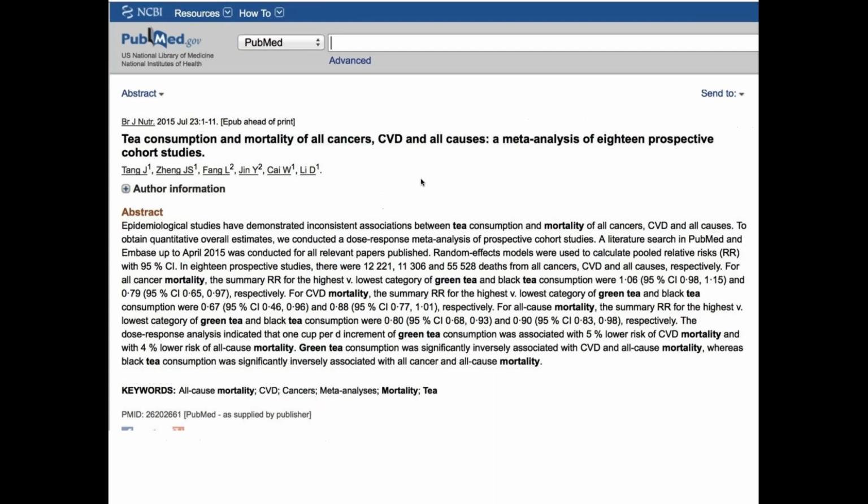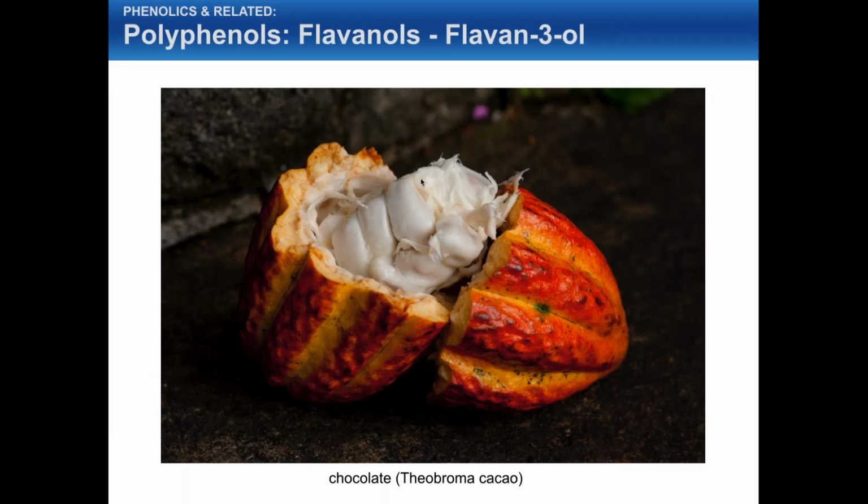Now, in addition to that, if you ever wonder, that's what chocolate looks like. It's a beautiful looking fruit with the beans inside that.